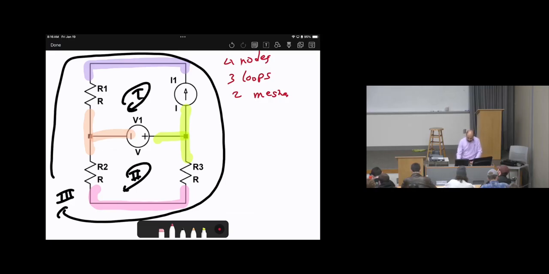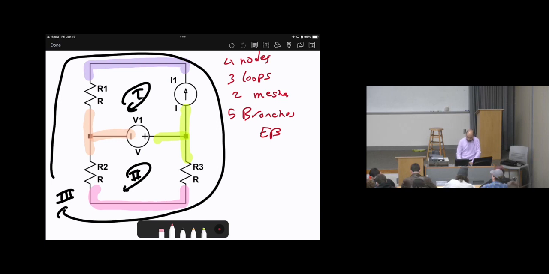How many branches? 5. 1, 2, 3, 4, 5. Yes, 5. So keep in mind, you need to count everything: the sources and the resistors. So voltage source, current source, resistors. So we have 1, 2, 3, 4, 5. 5 branches. How many essential branches do we have?